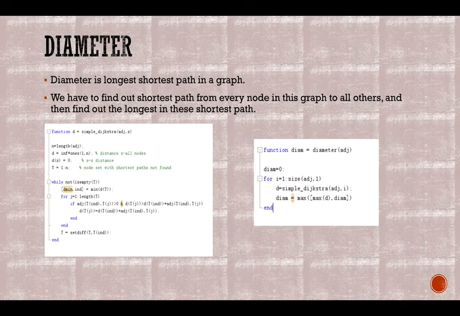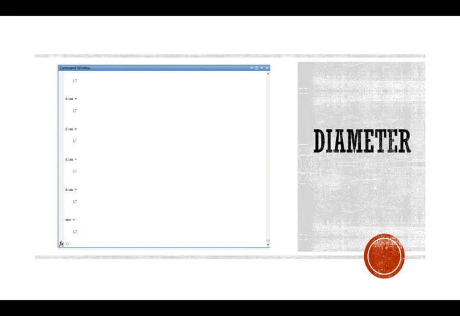After I calculate all the shortest paths, I can calculate the diameter, which is the longest shortest path in the graph. We have to find the shortest path from every node in this graph to all others, and then we can calculate its diameter. The following pictures show the code I used to calculate this diameter. This is the result I get. The diameter of this Facebook social network is 17.